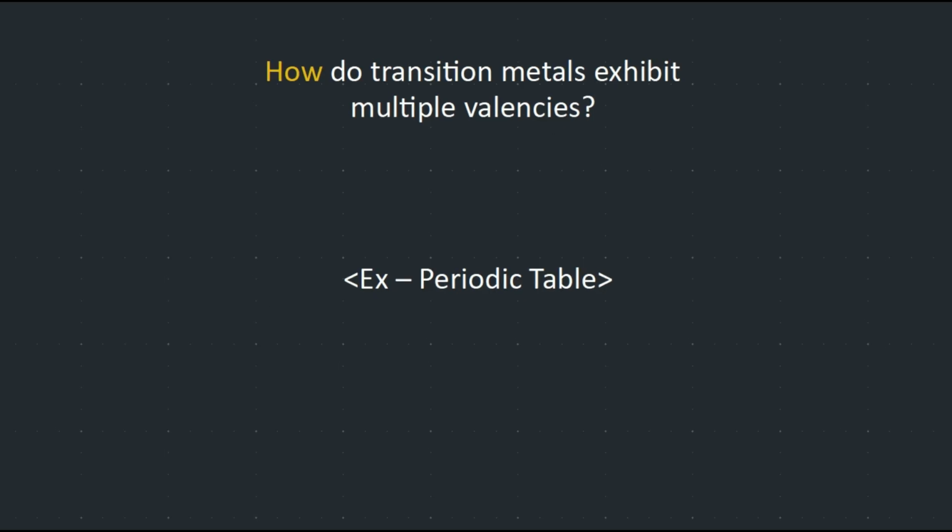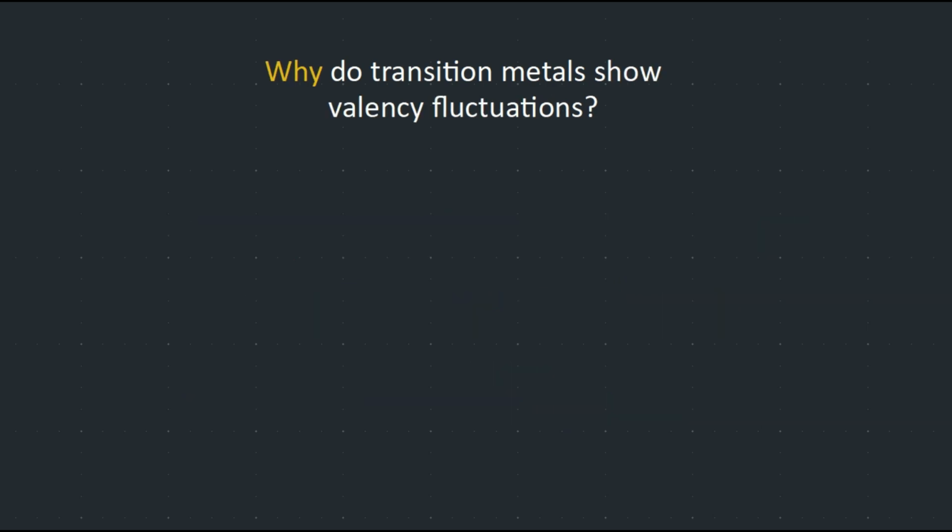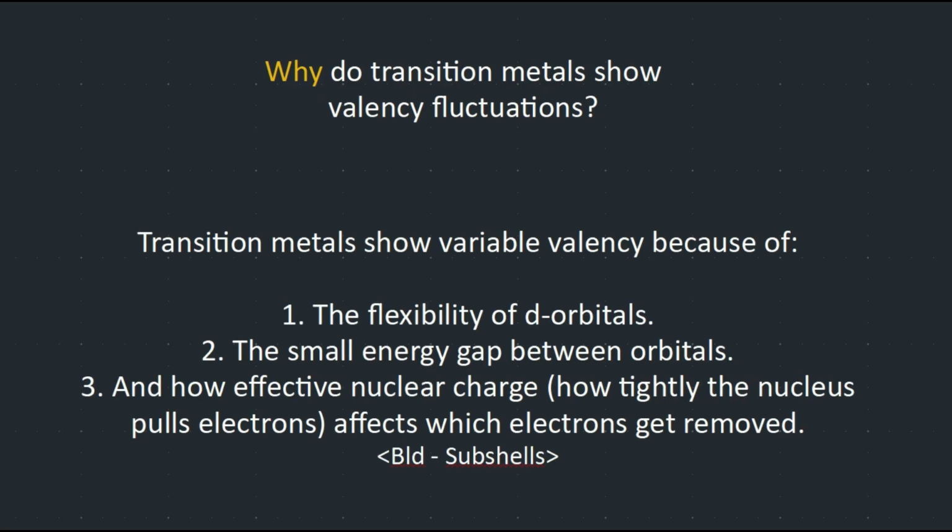Okay, so basically, transition metals, that is the middle block of the periodic table, can lose different numbers of electrons, and so they can have more than one valency. For example, iron. Iron can have a valency of 2, if not 3. Of course, the very question that you guys will be asking is, why is that? That's an obvious question. The answer is not that obvious, but yes, we need to understand it a bit.